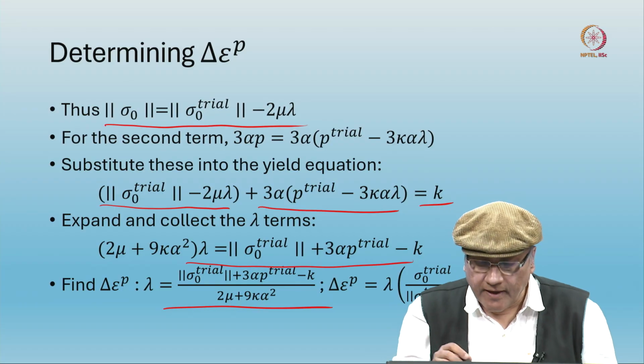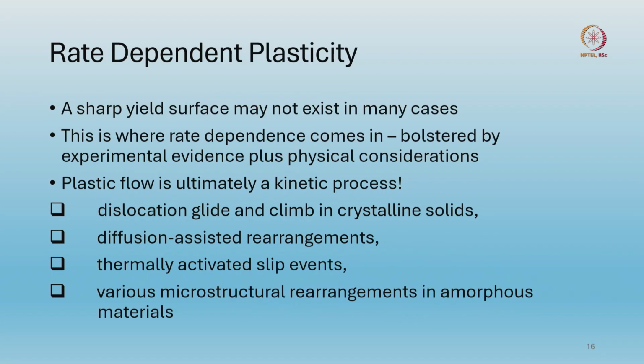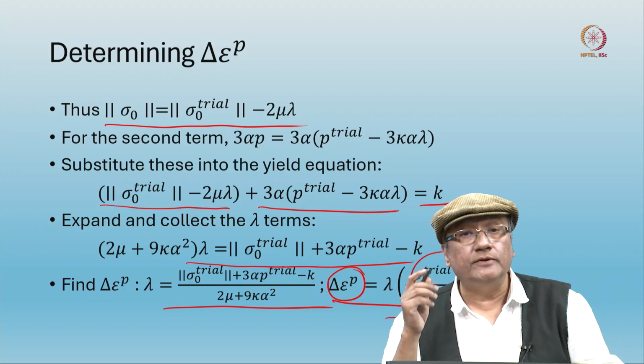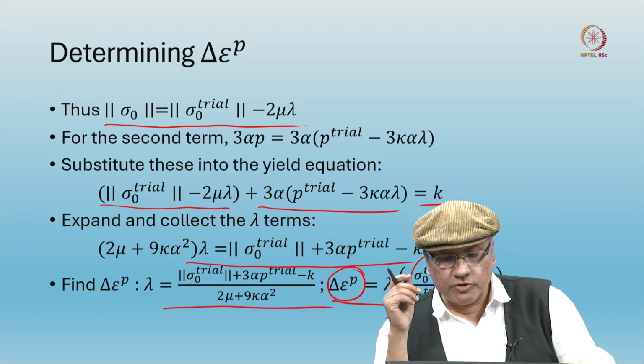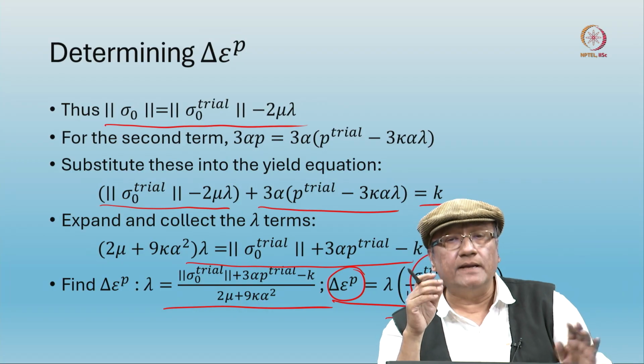So lambda can be found, and once you find lambda, you recall that our new overall plastic flow direction is given by NP plus alpha I, because of the deviatoric and volumetric, pressure part. So it is lambda times this, which gives you delta epsilon p. This is basically the overall way of determining the plastic strain increment.